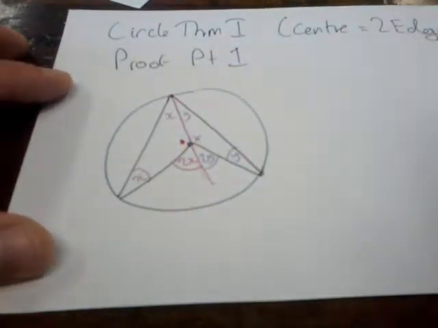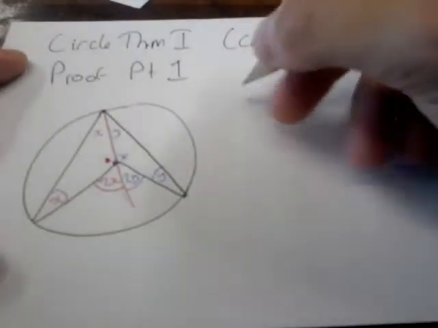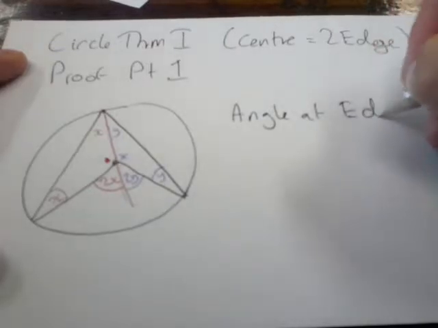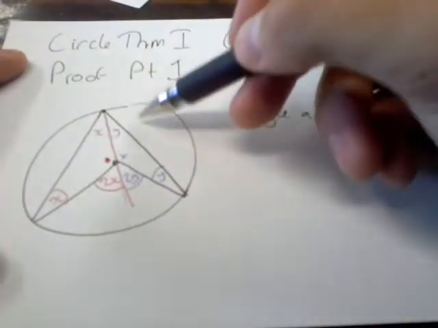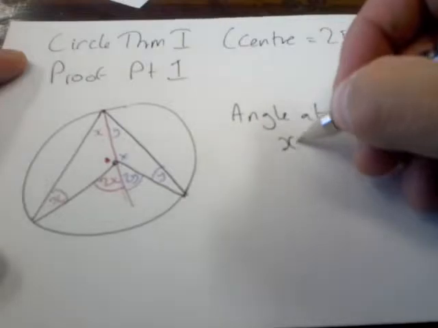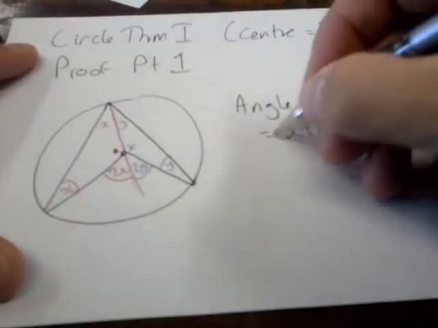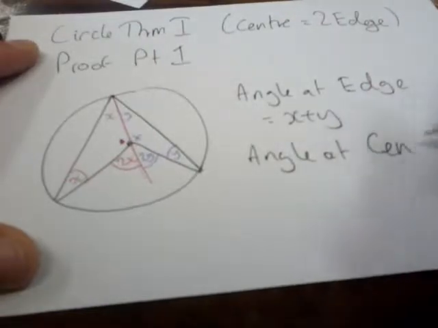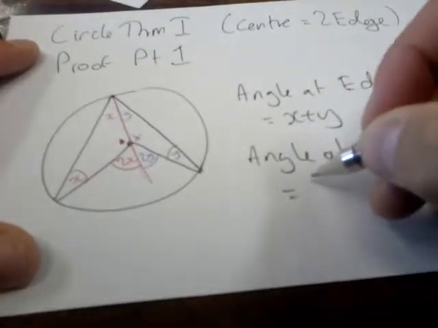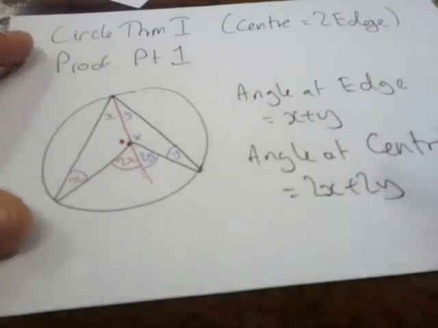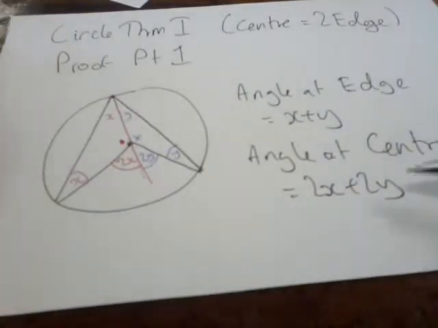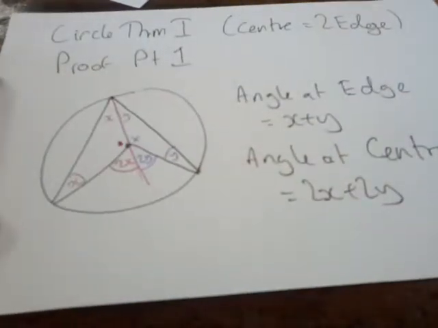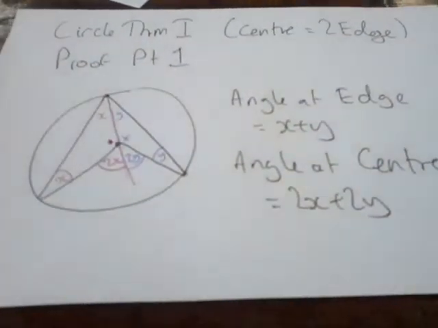So what we've just discovered is that the angle at the edge is x plus y. And the angle at the centre is 2x plus 2y. So it's exactly twice as big no matter what x and y are, no matter what the angle at the edge actually is.